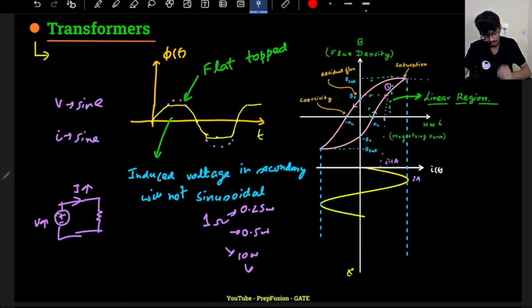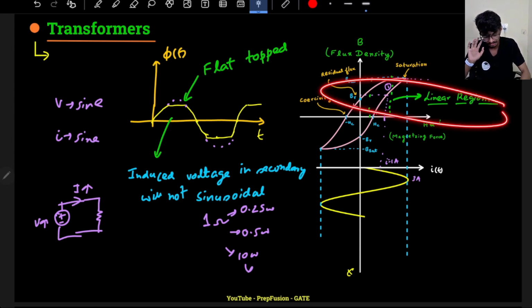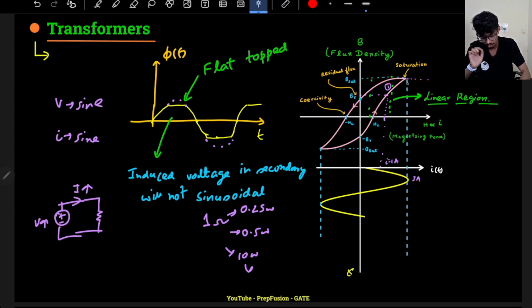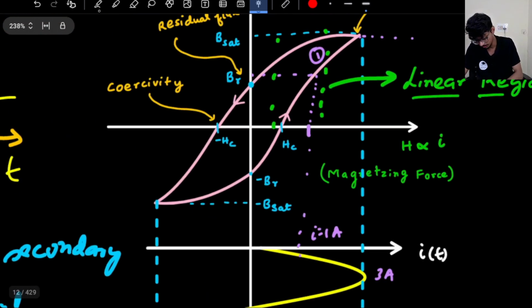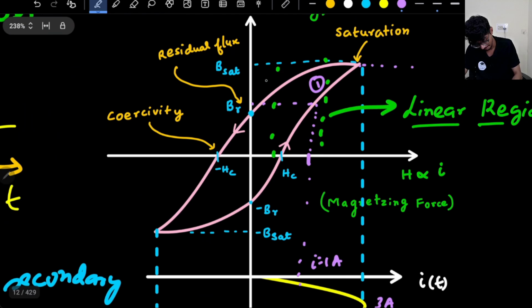So we want a way such that the saturation comes very late. Whatever the maximum current that we will use, it should lie within the linear region. It should not go beyond the saturation. Then there will be a problem. So that is the main point that you need to understand.